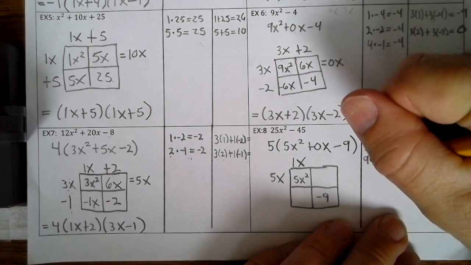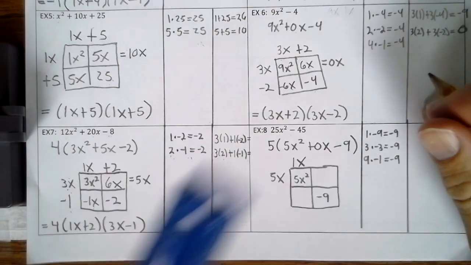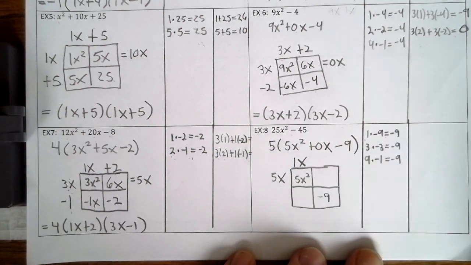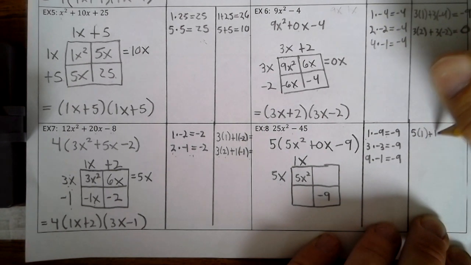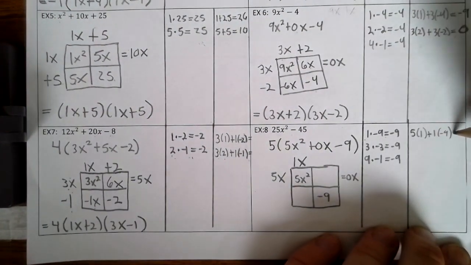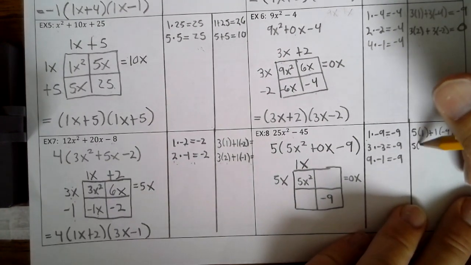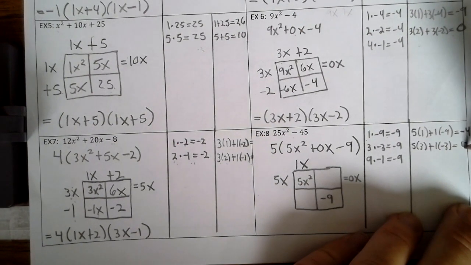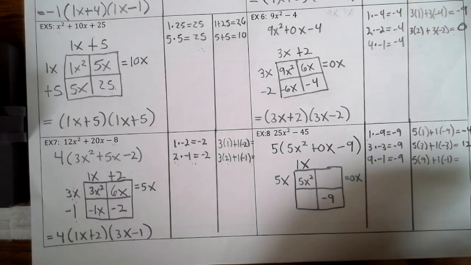So now we need to multiply 5 times 1, 1 times negative 9, and so on. So 5 times 1 plus 1 times negative 9, and we're trying to get 0x. So that's equal to negative 4. That doesn't work. 5 times 3 plus 1 times negative 3 is 15 minus 3 is 12. 5 times 9 plus 1 times negative 1 is 44. That doesn't work. We've gone through all the combinations. So we would say that this is not factorable.